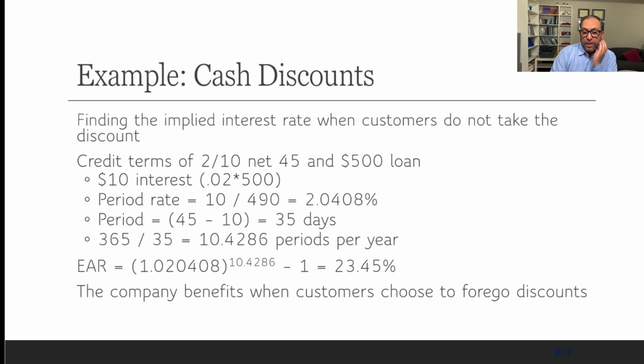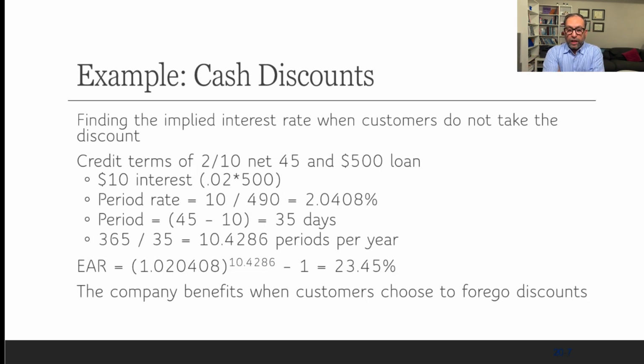So $10 is the interest amount, which is 2% calculated on 500. What is the period rate? This is 10 over 490, so we can say that 2.048% is the period rate. And how much is the period? The period is 35 days, because 45 days is the total for the net amount.